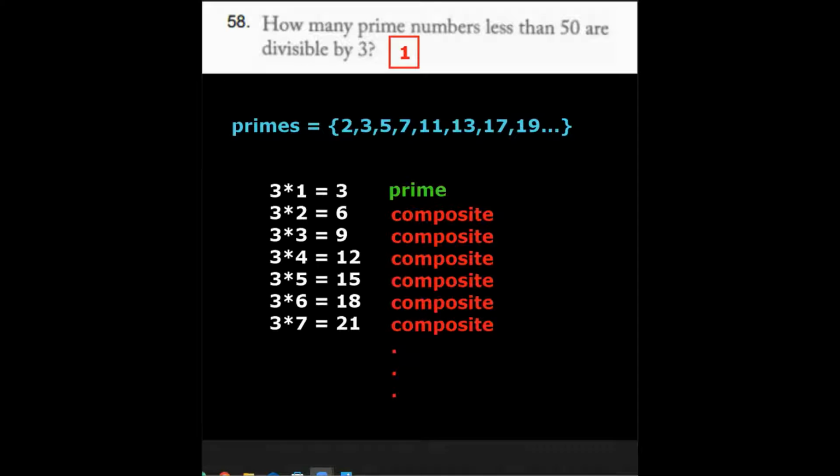So if the number is divisible by 3, we know that it's on the 3 times table. Well, 3 times 1 is 3, and that's a prime number because it's not divisible by 2. It has a remainder of 1. However, if we continue with the 3 times table with 6, 9, 12, 15, 18, and 21, those are all composite because by their nature, they're all divisible by a number different than 1. So 3 is the only prime number that's divisible by 3. The correct answer is 1.